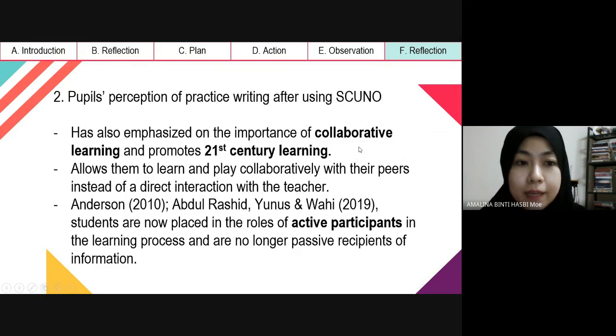Okay, last one is Scuno has also emphasized on the importance of collaborative learning and promotes 21st century learning. It allows them to learn and play collaboratively with their peers instead of a direct interaction with the teacher. So Anderson in 2010, Al-Rashid, Yunus and Wahi in 2019 stated that students are now placed in the roles of active participants in the learning process and are no longer passive recipients of information. So these are what 21st century learning is about.